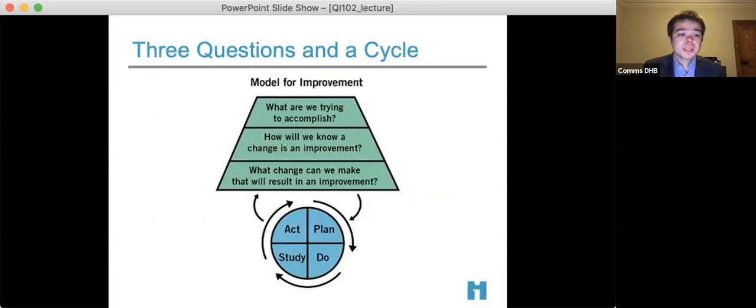So there are 3 questions and then the cycle. So what are we trying to accomplish? How do we know that a change is an improvement? And what change can we make that will result in an improvement? And once we answer those questions, then we go on to a PDSA cycle, or Plan, Do, Study, Act cycle.